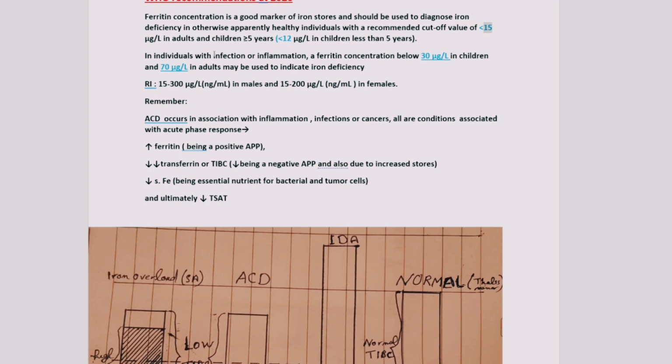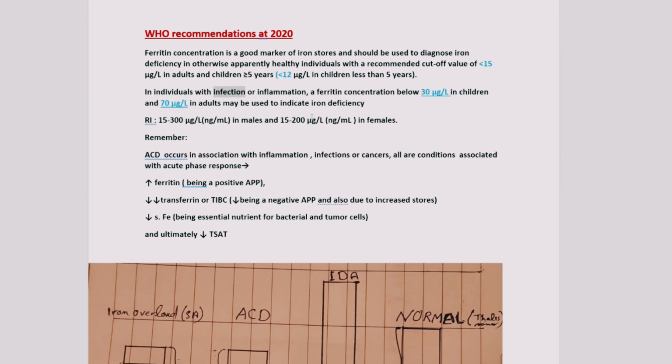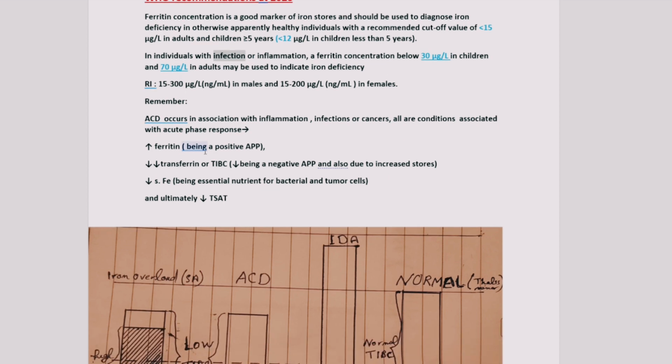However, in individuals with infection, inflammation, cancer, acute phase response, a ferritin concentration below 30 in children and below 70 in adults still indicates iron deficiency anemia. That's to say, a ferritin level less than 15 indicates iron deficiency anemia, and from 15 to 70 in adults having infection and inflammation, it also indicates iron deficiency anemia.